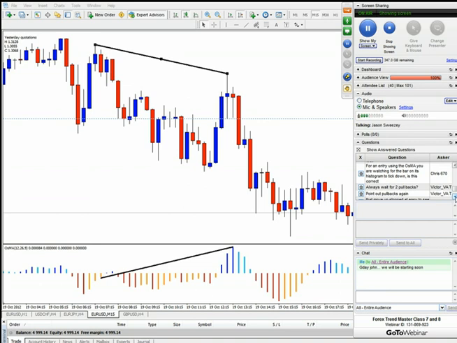Yes, Victor, for hard to see divergence, you're waiting for 2 pullbacks, either 2 dips or 2 rallies. 2 dips to buy it or 2 rallies to sell it. Victor says, point out pullbacks again. I think I did.